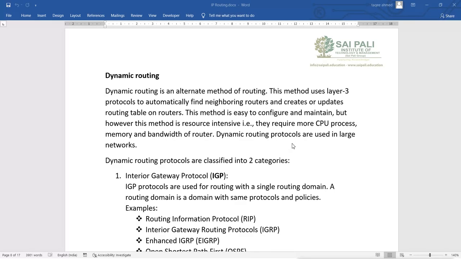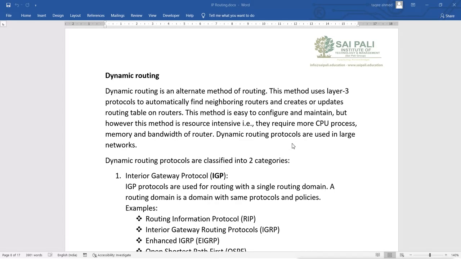But in dynamic routing, we use protocols, layer 3 protocols. Static routing we configure manually, and if it is a big network, then it is very difficult. So for big networks, we use dynamic routing, where we don't have to configure every network manually. We will use the protocol, and the protocol will find a way automatically. It will find its own way automatically.